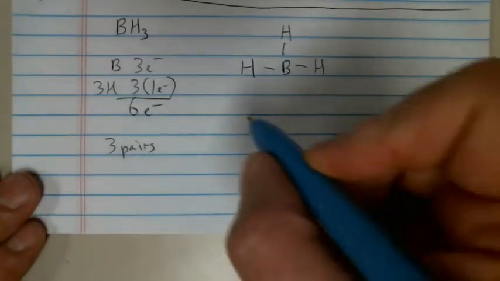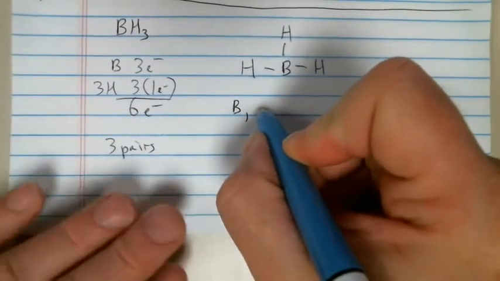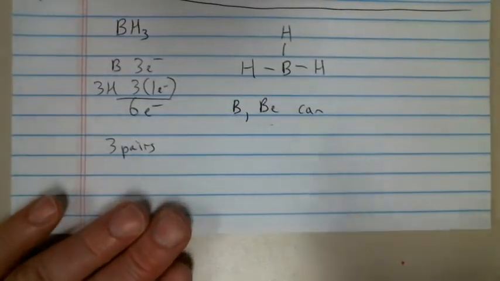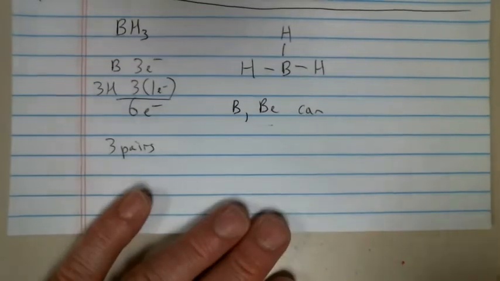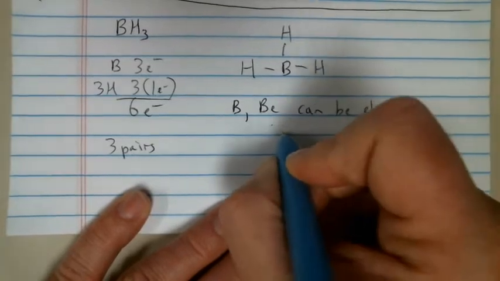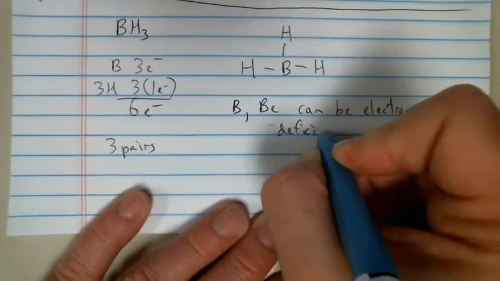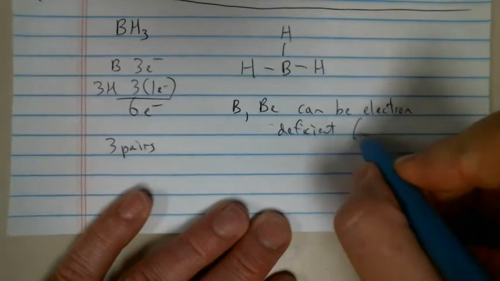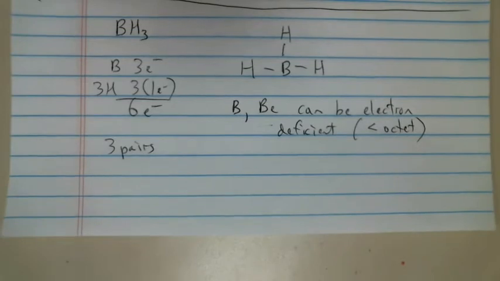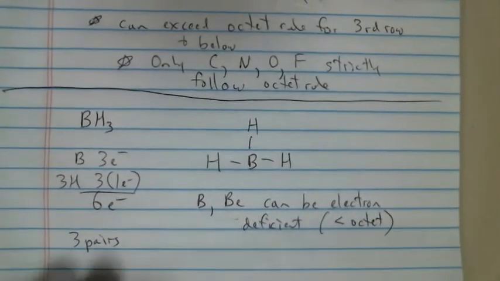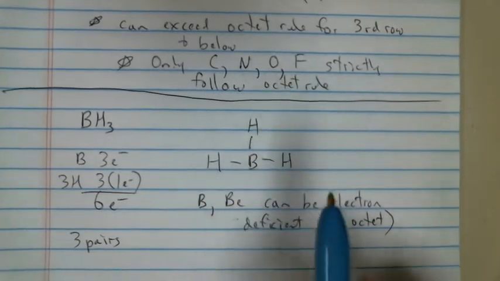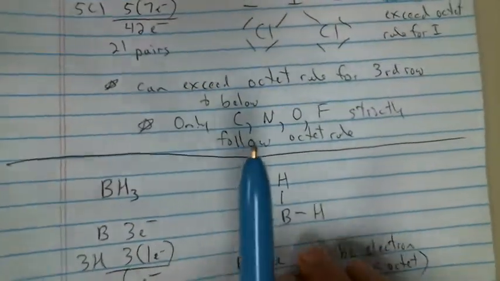And so boron and beryllium can actually form some covalent molecules too, can be electron deficient. That means less than the octet rule. Okay? And so again, the octet rule is only strictly followed for carbon, nitrogen, oxygen, and fluorine. Let's talk about formal charges then.